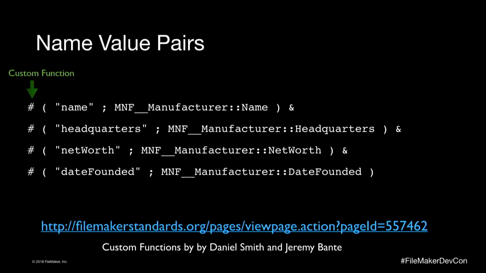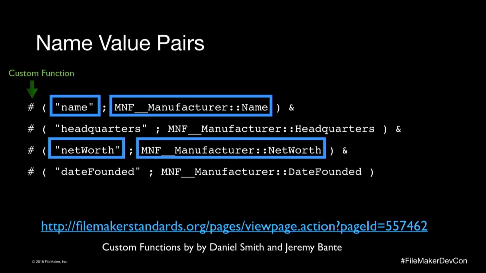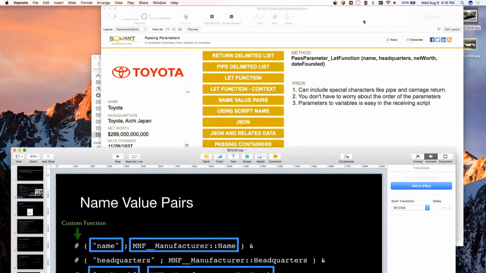All right, so this is a custom function. And essentially, this is the name and this is the value. This is the name, this is the value. We're just assigning name value pairs, and we're going to pass that into our script. All right, so let's take a look at that in the demo file.